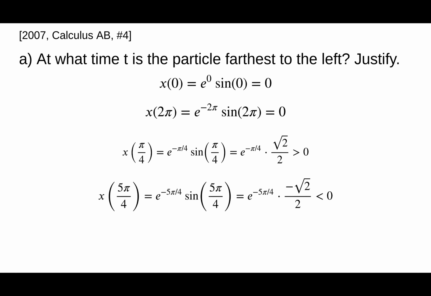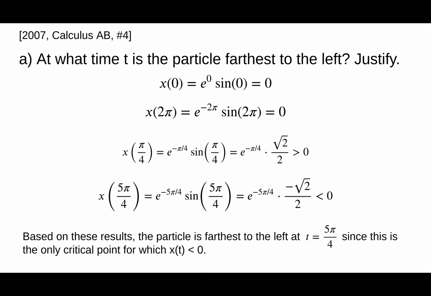And x of 5 pi fourths would be e to the minus 5 pi fourths times the sine of 5 pi fourths, which is e to the negative 5 pi fourths times negative square root 2 over 2. And notice that that is negative, and so that would represent the absolute minimum. All right? X prime of 5 pi fourths is 0, and its position function is the only one that's negative. So it has to be the point where the particle is furthest to the left. All right, so based on these results, the particle is going to be furthest to the left at t equals 5 pi fourths, since this is the only critical point for which x of t is even negative.